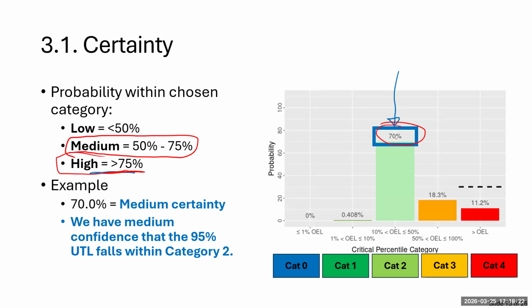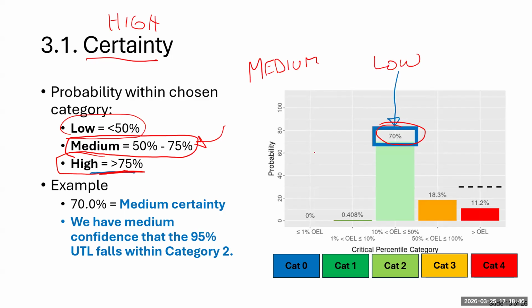So if the number in our tallest column is greater than 75%, we can say we have a high degree of certainty. If it's between 50 and 75, then we would say a medium level of certainty. And if it's less than 50%, then we would say a low level of certainty. Now, like I mentioned, I don't necessarily use these words when I'm reporting.